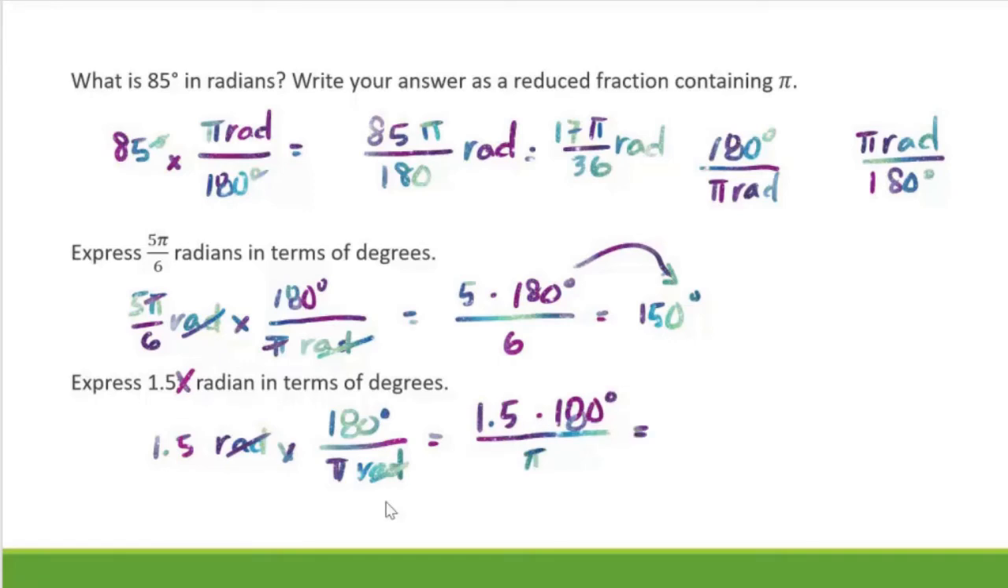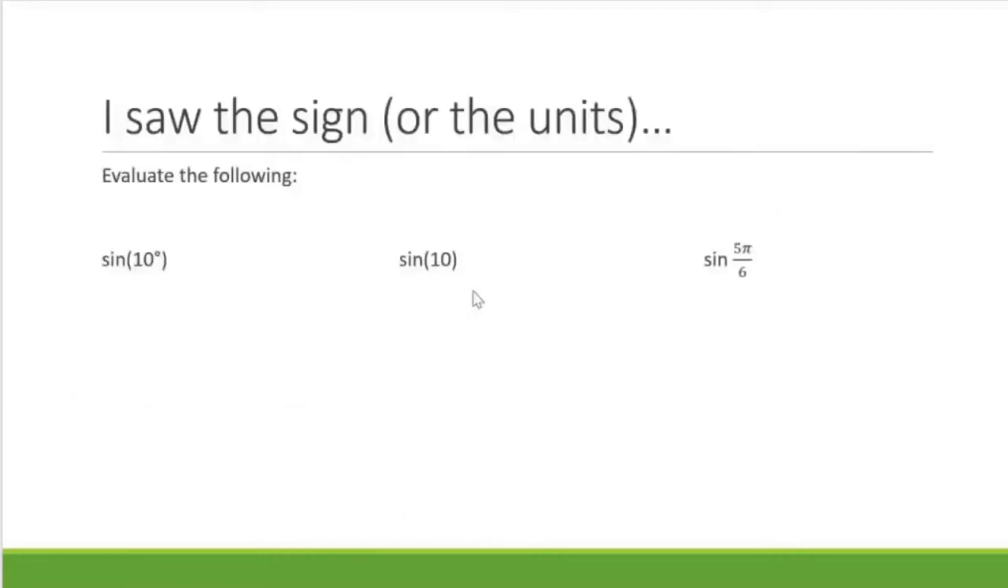left over. This time we do need to reach for our calculators. I recommend that rather than substituting pi with 3.14, that you use the pi button on your calculator. So type in 1.5, multiply that by 180, and divide the result by pi using the pi button. We should get 85.9 degrees, a little less than 90 degrees.